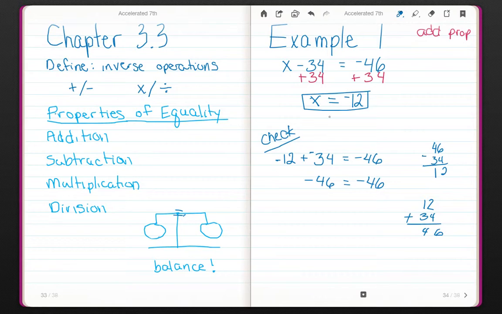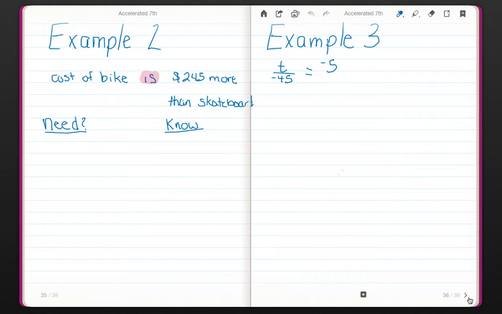All right, let's look at example 2, which is going to be a word problem using the subtraction property of equality. Example 2 says, your friend's mountain bike cost $245 more than his skateboard. His mountain bike cost $290. How much did your friend's skateboard cost?